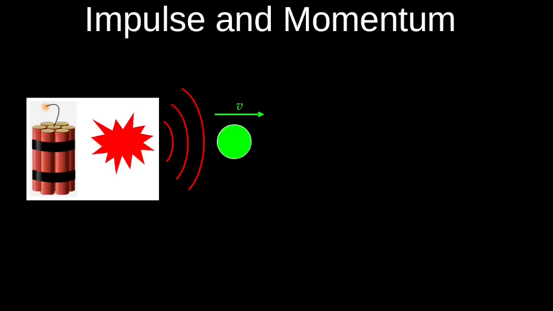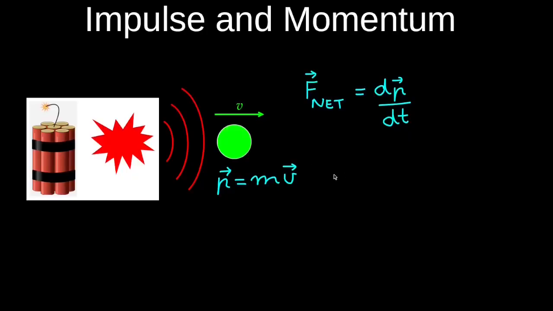Recall Newton's second law states that the net force is equal to the instantaneous rate of change of momentum with respect to time. And the momentum of a particle or a single object with a mass m is equal to the mass multiplied by its velocity. So for a particle with a constant mass, we can write Newton's second law using the mass by the acceleration.